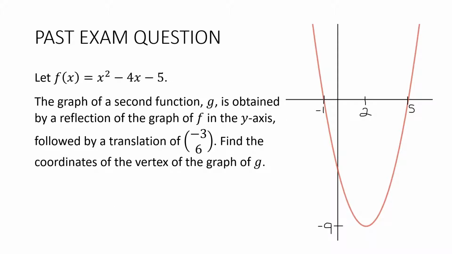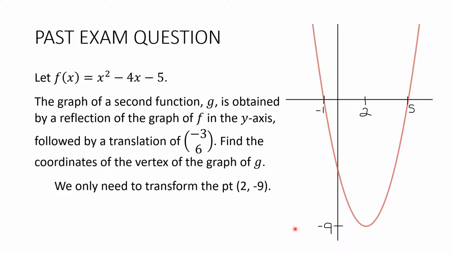The graph of the second function g is obtained by a reflection of the graph of f in the y-axis, followed by a translation of (-3, 6). Find the coordinates of the vertex of the graph of g. Alright, we actually only need to transform the point (2, -9). So a lot of students might have tried to transform this whole thing. You don't need to, you can be clever about it. So just this point here. So we're going to reflect it over the y-axis, and then we're going to transform it by this translation here.